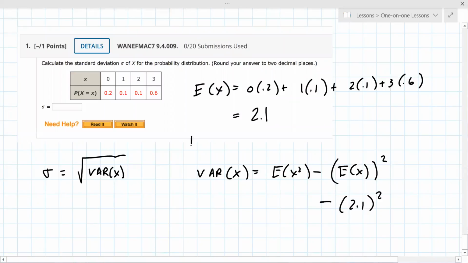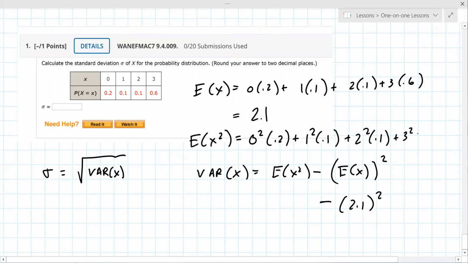The expected value of x squared, it's kind of like the one we just did, except you square the x value. So it's 0 squared times 0.2 plus 1 squared times 0.1 plus 2 squared times 0.1 plus 3 squared times 0.6. So you just square this first number.